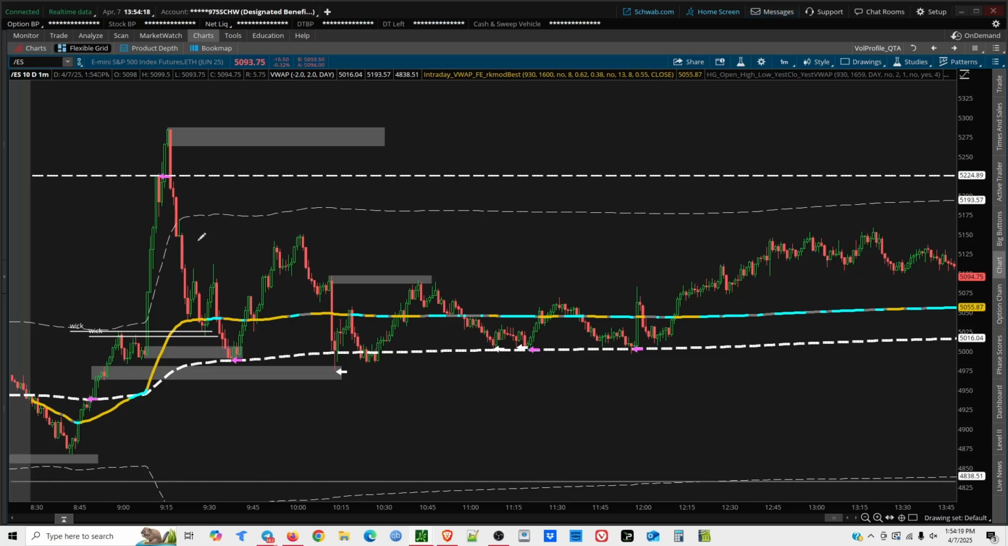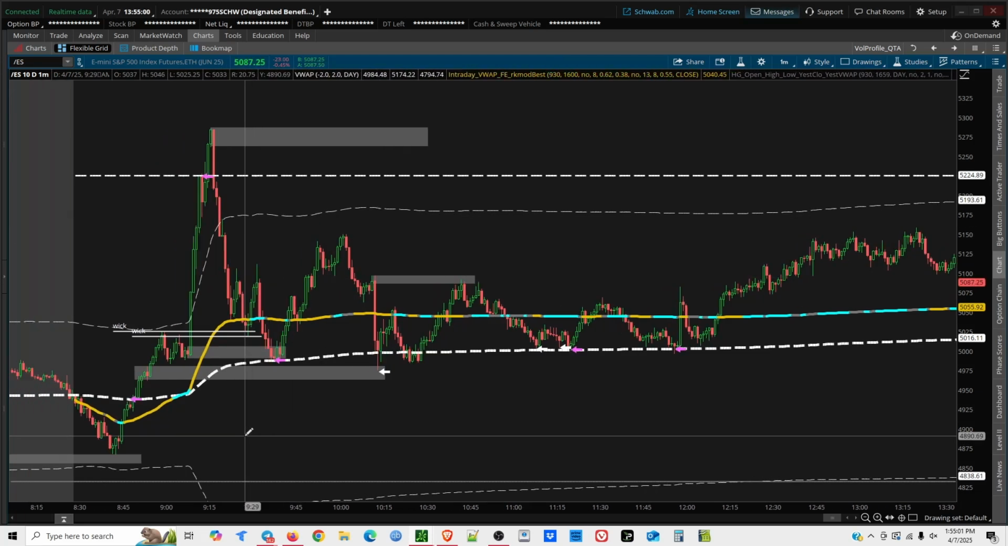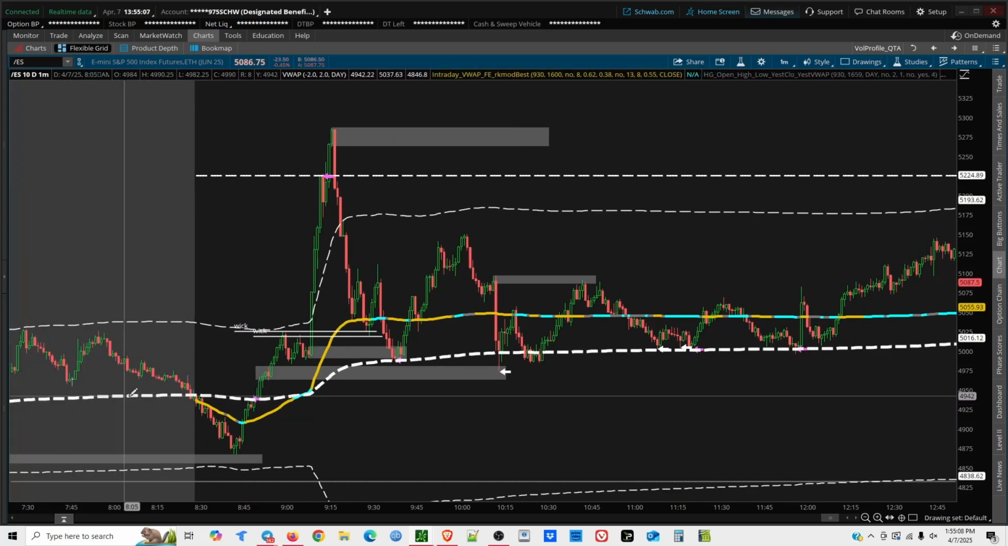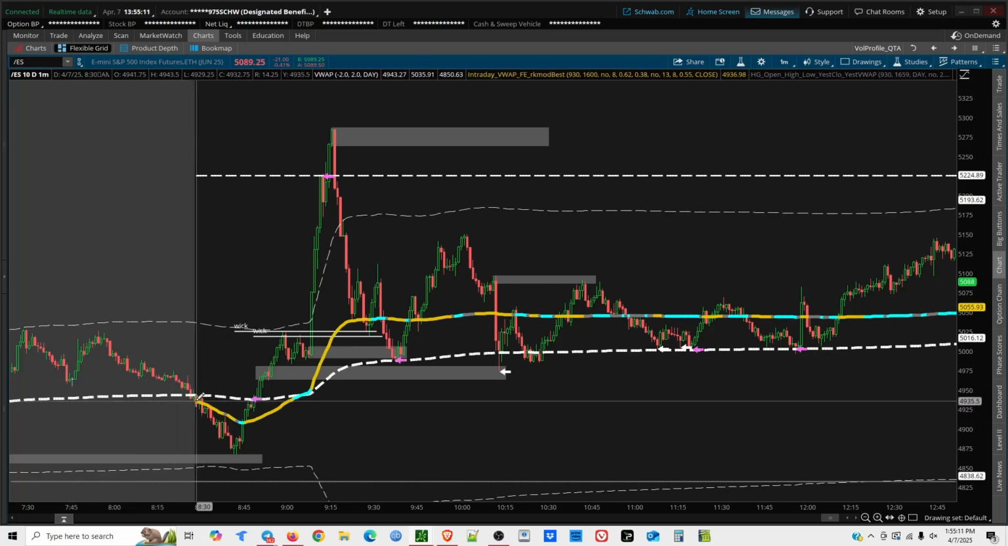VWAP is the volume weighted average price, and it's tied to a particular time of day. Now with ES futures, because ES opens at 5 p.m. Central Time every day, or at least Sunday through Friday, you're going to have VWAP starting at that time. But intraday VWAP starts when the market opens at regular trading hours. So you'll see, if we scroll back a little further, that VWAP runs in the pre-market from the night before, and then intraday VWAP will start right when the market opens.